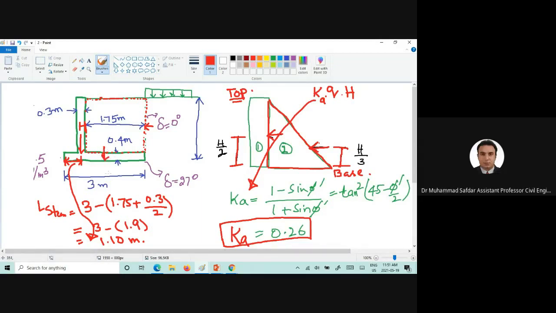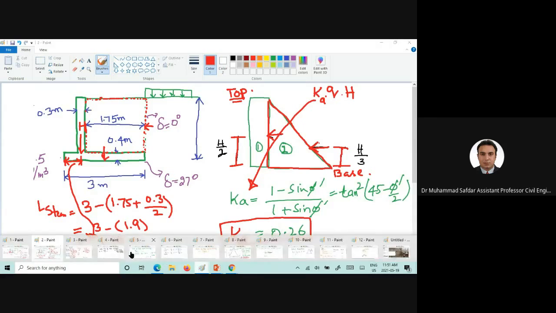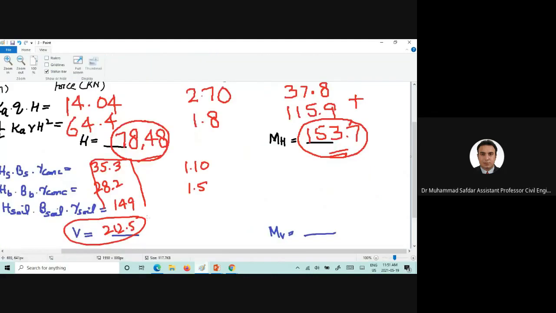Okay, so for soil it would be 2.125. Okay, good. Now please kindly give me the values for the moments as well.